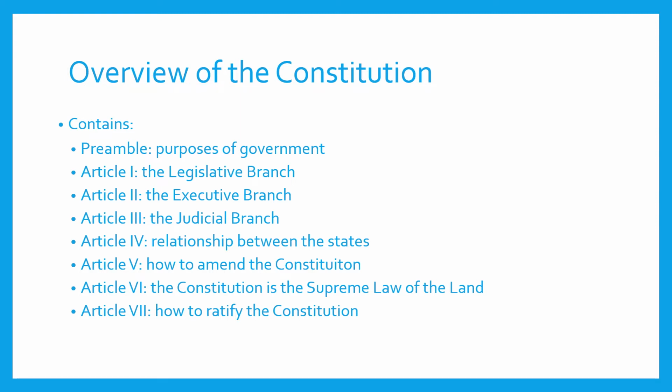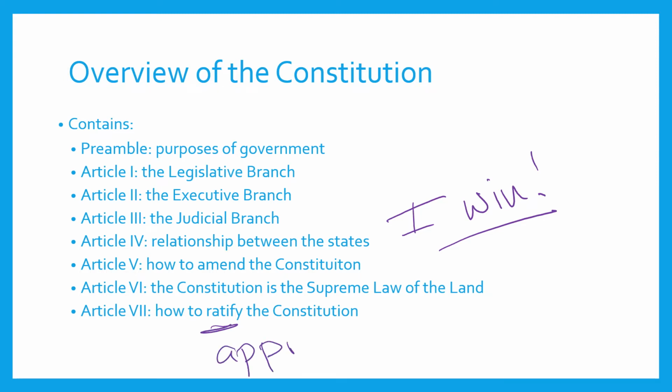Article 6, stating that the Constitution is the supreme law of the land, which basically means that any laws that go against it are not legal under the Constitution, and the Constitution wins. So basically, Article 6 is saying, I win. And then Article 7 is, this is how you ratify it. Ratify is to approve. So it says, okay, we have this Constitution. We want it approved. This is how we're going to approve it.